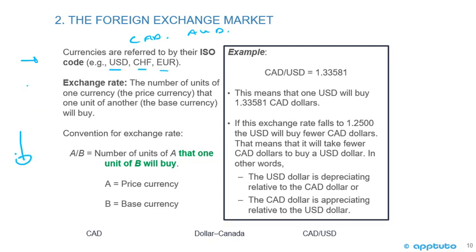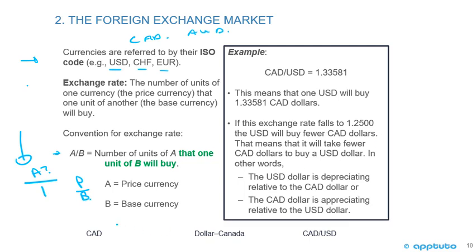So again, this is just a review. So the convention for exchange rates, and in this case, we're just doing A over B. It's the number of units A that one unit of B will buy. So remember, I said make the denominator 1, okay? So 1 unit of B, the base currency, will buy how much A, okay? So A is the price currency, B is the base. It's always price to base here, okay?